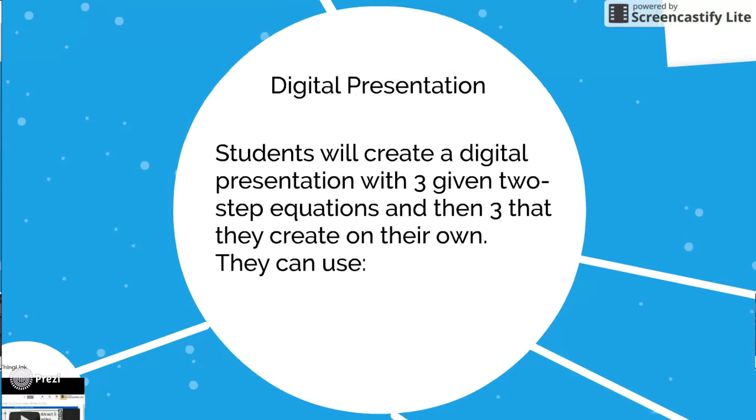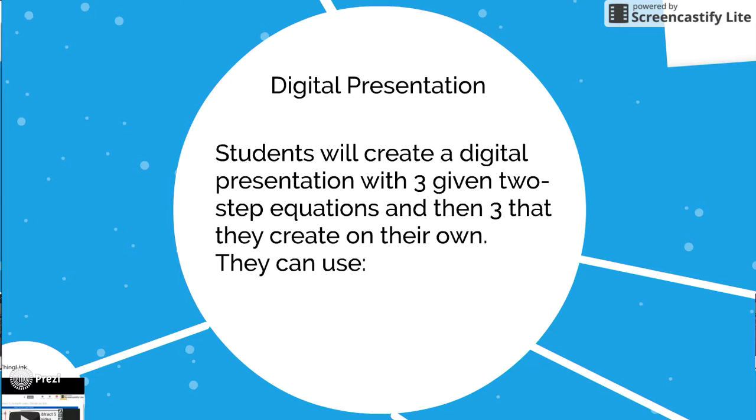Then they're going to be getting into groups or pairs and create some sort of digital presentation. I've given them three options of what they want to do, or they can do their choice as long as it's teacher approved. For most groups, I'm going to give them three problems that they need to solve and explain how they solved it and show all their work. And then they're going to have to create three problems on their own. That's going to give that higher level thinking backwards on how to write an equation.